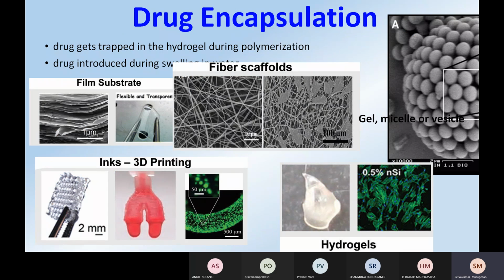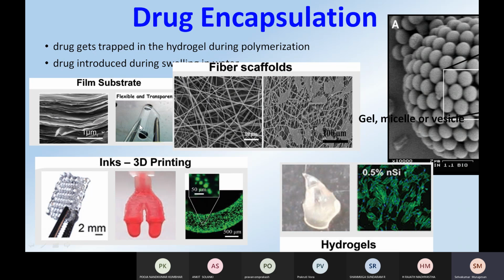So now, the question is that we have different substrates. You can see we have films, then fibers, then some spherical gel or micellar structures, then 3D printed structures, and then hydrogels. The drugs can be encapsulated in any kind of substrate, but of course, how much drug is encapsulated into the specific substrate is more important.